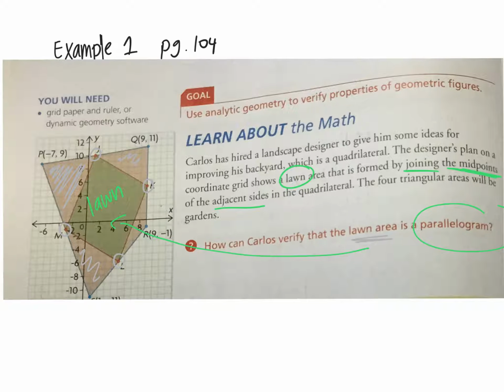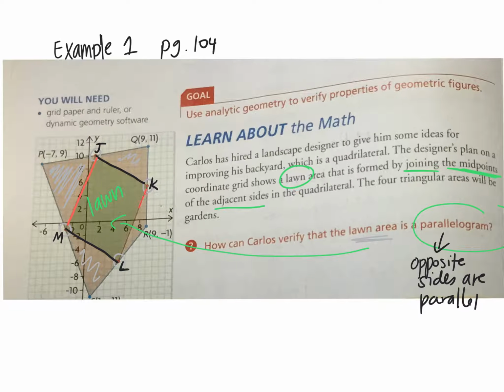So how do we prove that something is a parallelogram? To prove that it's a parallelogram, we have to see that the opposite sides are parallel. So for example, side JK would have to be parallel to what? ML, correct? This side length has to be parallel to this side length, and then this side length has to be parallel to this side length. That's how we're going to prove it.